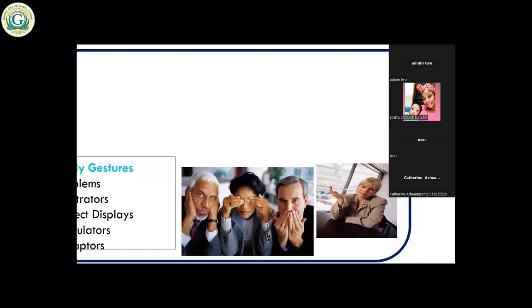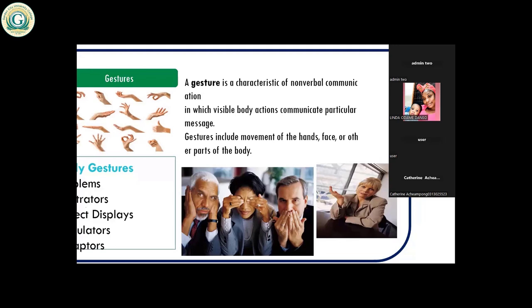Gestures. It's a characteristic of nonverbal communication in which visible body actions communicate a particular message. So gestures include movement of the hands, the face, as you can see from the gestures they are displaying, or other parts of the body. Body gestures can use emblems, illustrators, affect displays, regulators, and adapters. These are some examples of gestures that you can see.